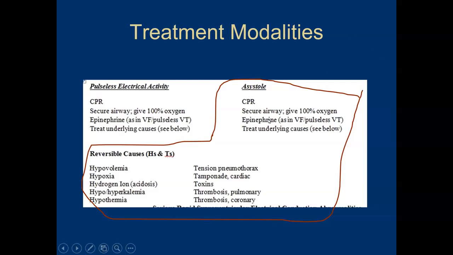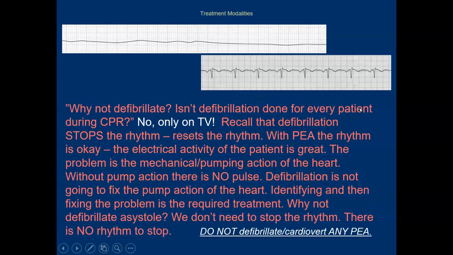We know that every time CPR is in progress, our go-to drug is epinephrine, and it's not listed here, but it's given IV push. Slam it in. So we give epinephrine, and then again we go back to let's get the underlying cause. And the underlying cause usually falls in the category of those H's and T's.